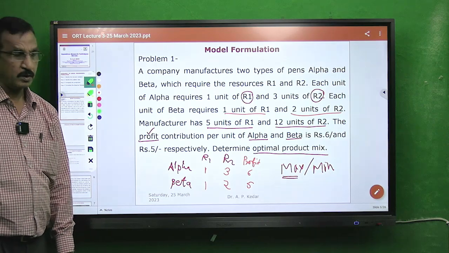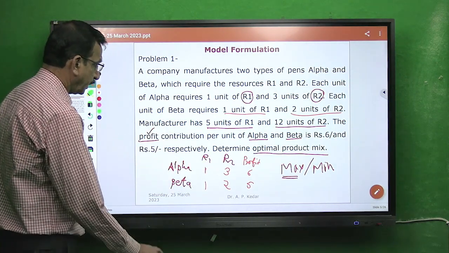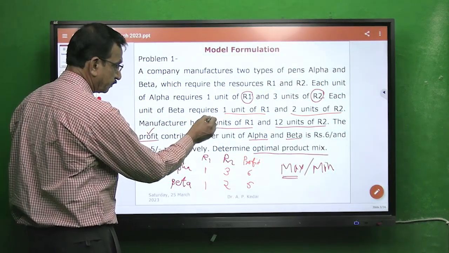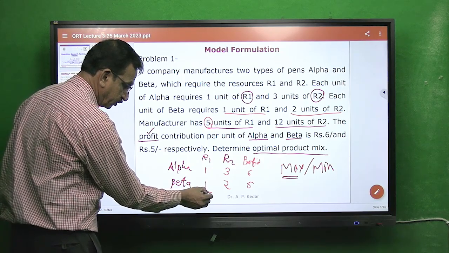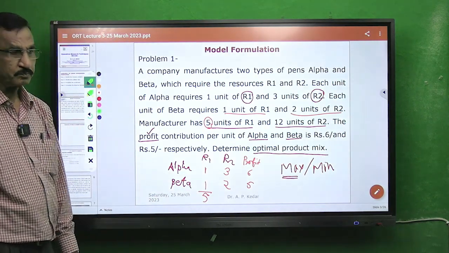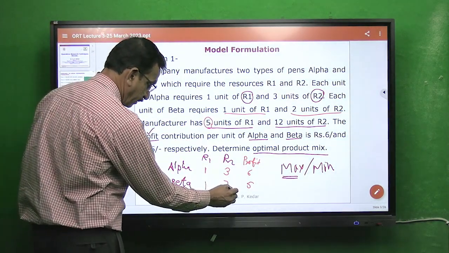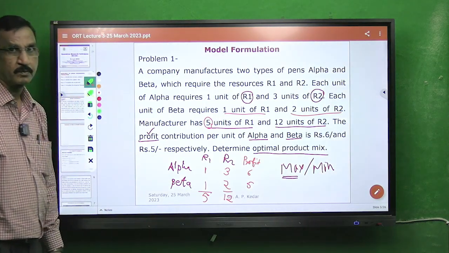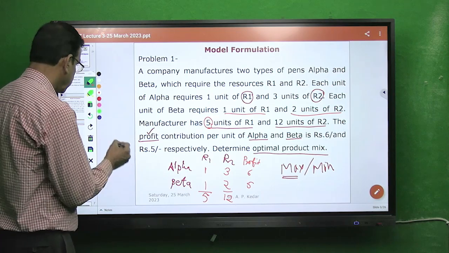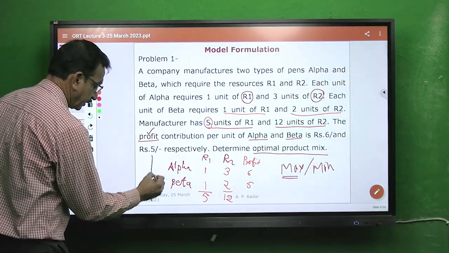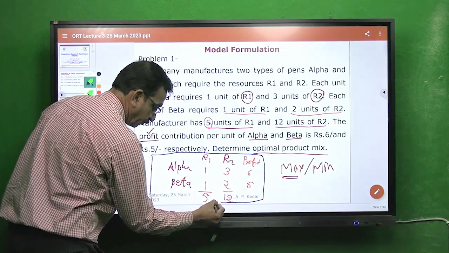Now we have to put one additional piece of information in this summary: that the availability of R1 is 5 units. So this is the column of R1, and the availability is 5 units. Similarly, for R2 the availability is 12 units. So this is what we did here: the entire wording data in summarized form.